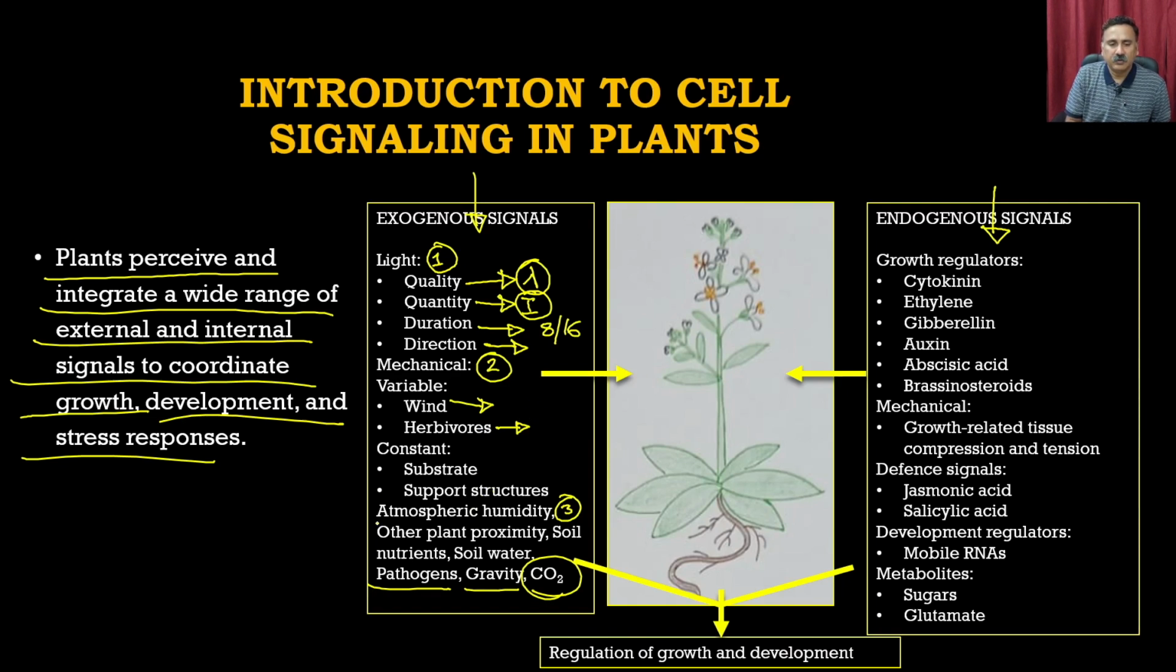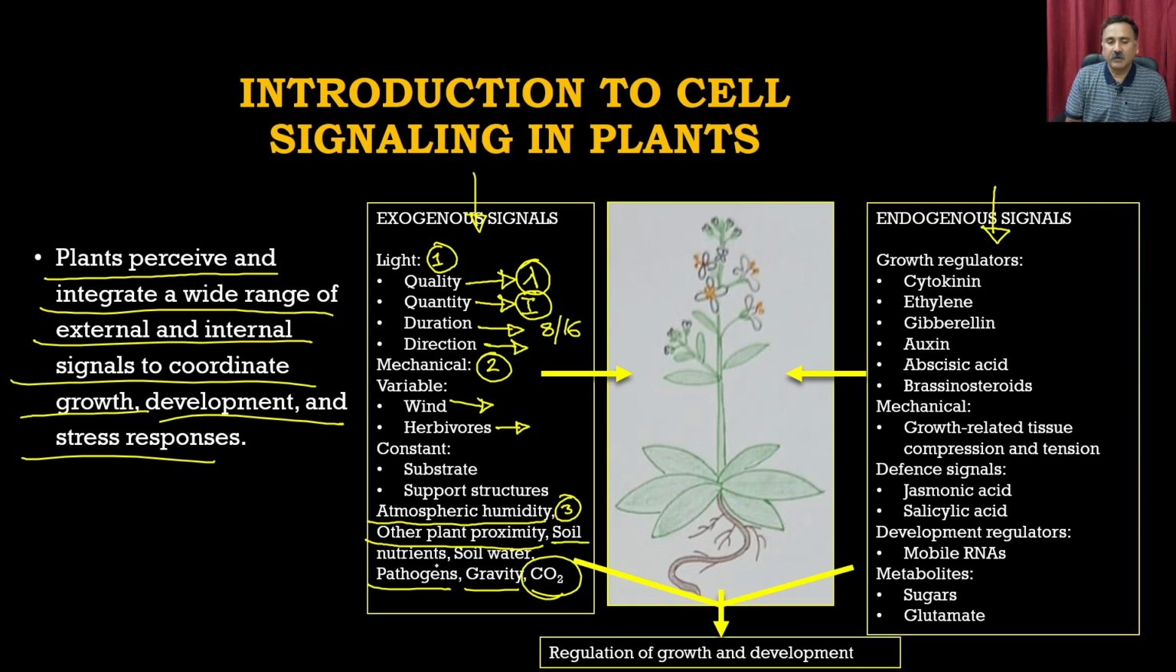And then you're also going to have the atmospheric humidity. You're going to have the other plants. Remember that plants are also competing with each other for different types of nutrition. In some cases, the plants are also helping each other by providing different types of nutrients. So what plant is present in the proximity also gives them a signal.